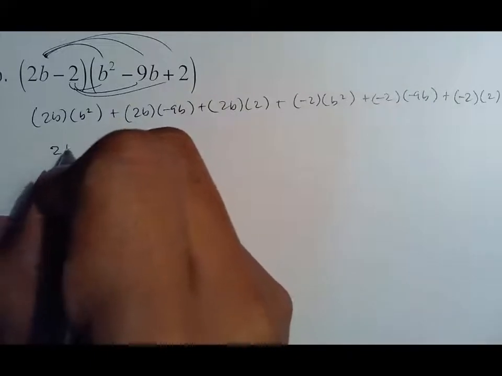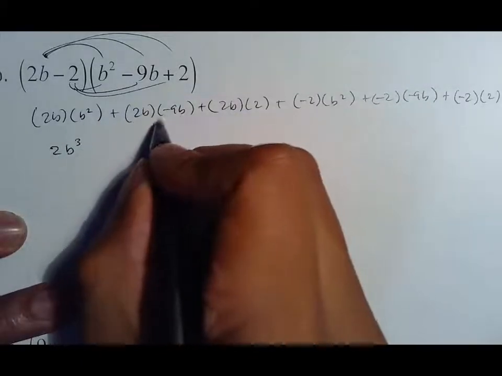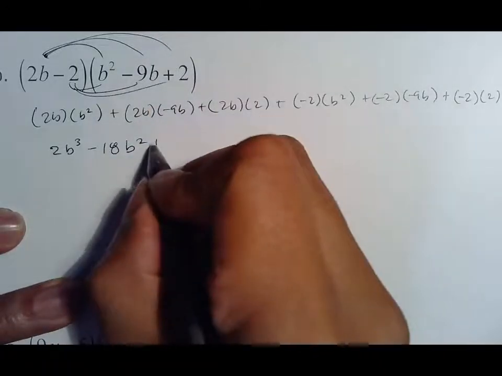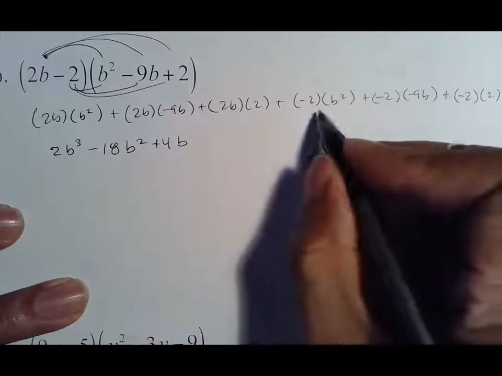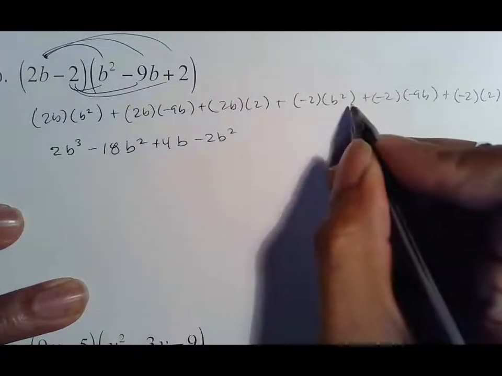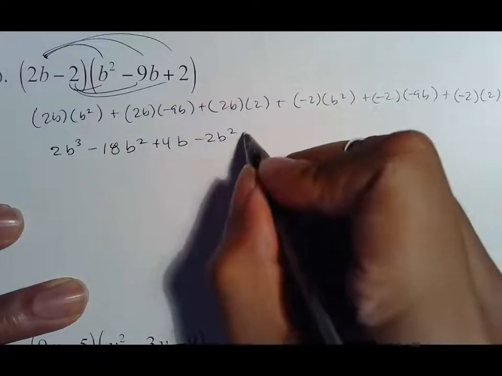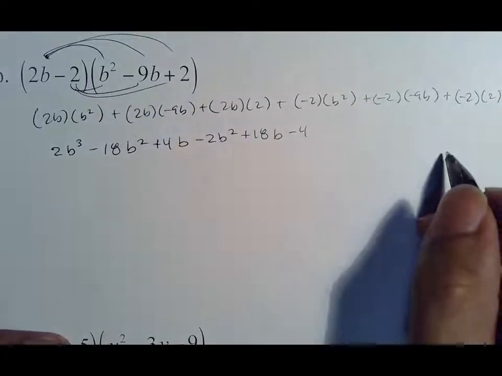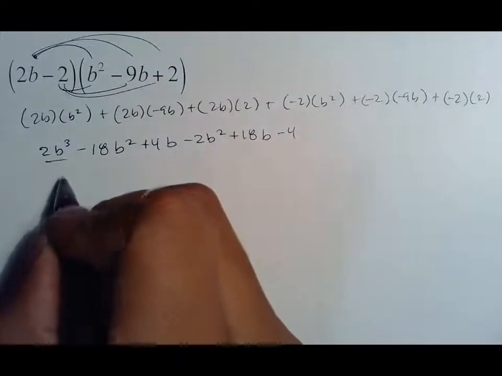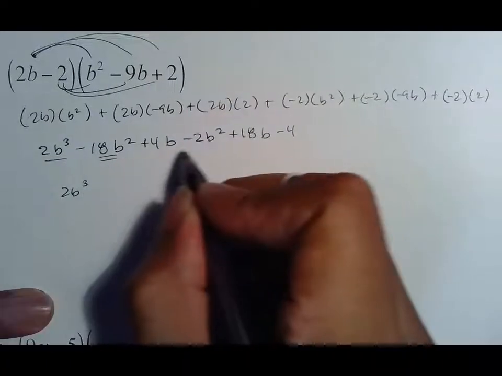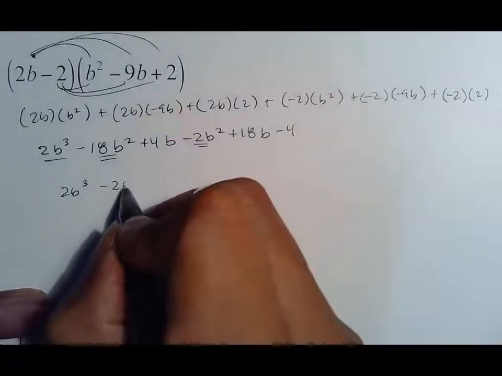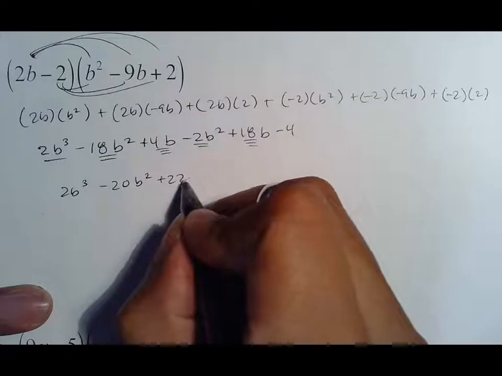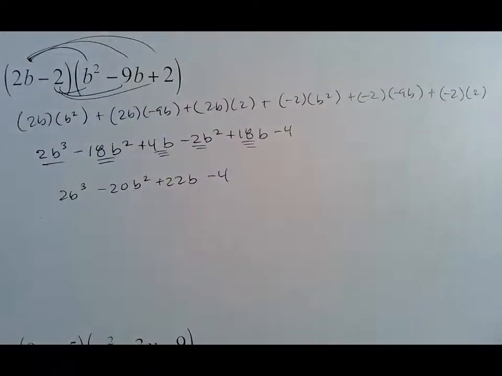And again, all you have to do there is simplify. 2b to the third, that'll be minus 18 with 2b, so b squared. This will be plus 4 with 1b. This would be minus 2 with 2b's. Again, the b squared's already there. This is plus 18 with 1b. And this is minus 4. And once again, after all that's done, bring down your terms. There's only 1b to the third there. Negative 18 minus 2 is negative 20b to the second. 4 and 18 make 22b. And then minus 4.